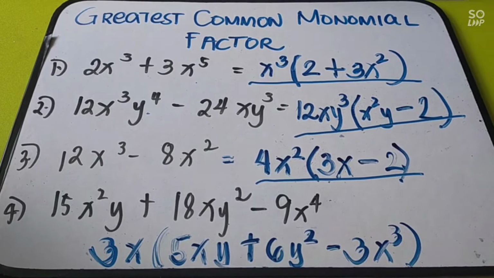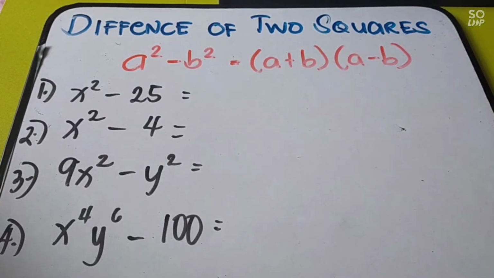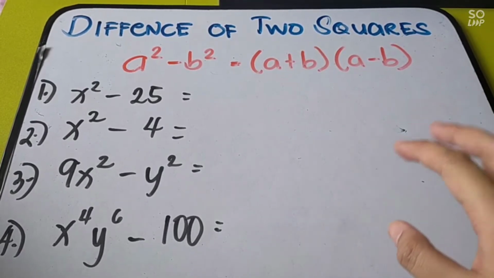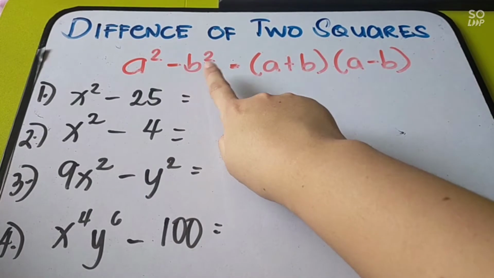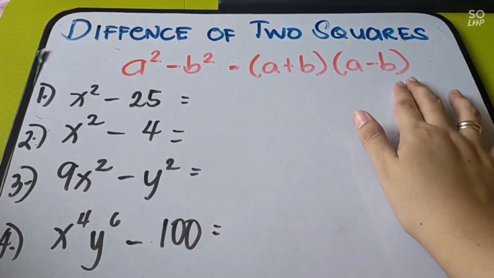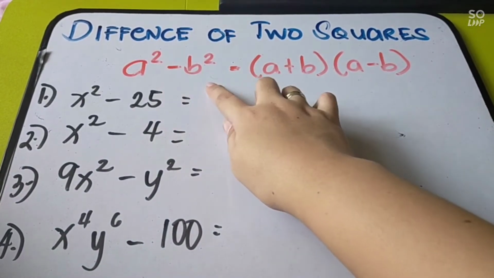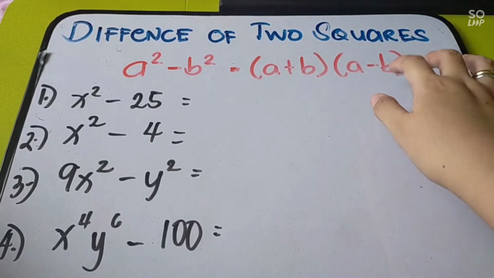So, let's move with the next kinds of factoring. The next kind of factoring that we have is difference of two squares. Meron tayong pattern dito. We have a squared minus b squared is equal to a plus b times a minus b. So, the factor of a squared minus b squared is a plus b times a minus b. So, that's the pattern.